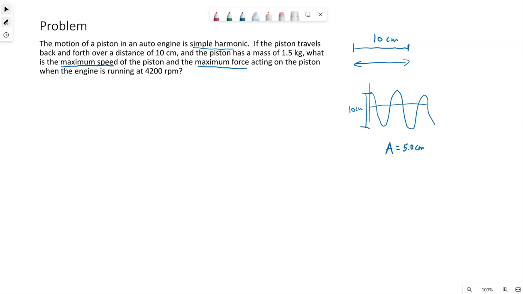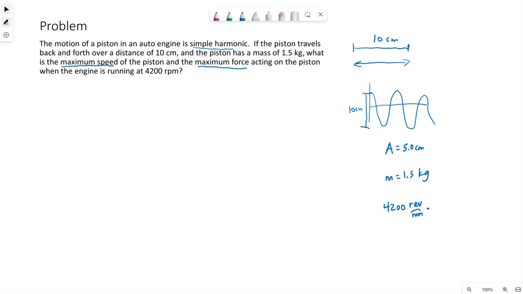We are going to assume the numbers given in the problem are significant to however many are shown. So we're going to assume that 10 centimeters is significant to 2 sig figs, and that's why I wrote A as 5.0 centimeters. We're told that the piston has a mass of 1.5 kilograms. And the other number given to us is the 4,200 RPM, which is revolutions per minute.